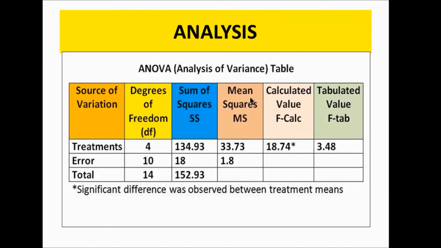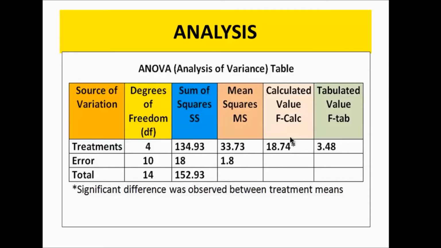The MS or mean squares are obtained by dividing the sum of squares by the degrees of freedom. So 134.93 divided by 4 will give you 33.73. That will be your mean squares for treatments. For MS error, 18 divided by 10 will give you 1.8.